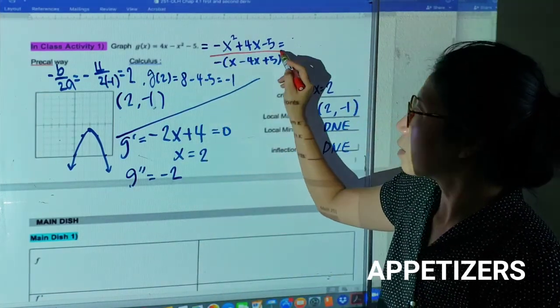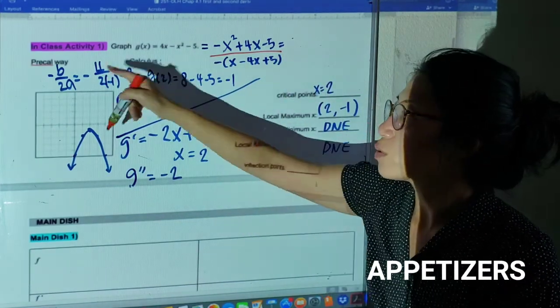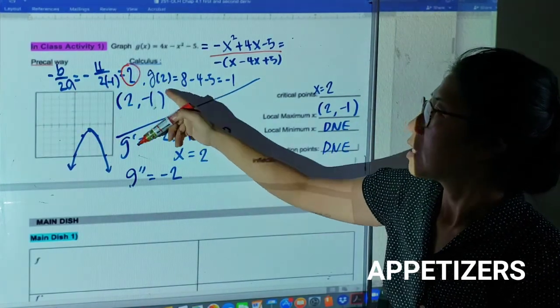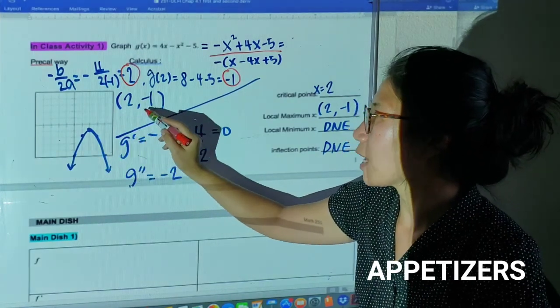So I rewrote it and then it didn't factor, and I see why it didn't factor. So I used the pre-cal way and plugged in negative b over 2a. I plugged 2 into g, and I got negative 1. So I found my vertex will be (2, negative 1).